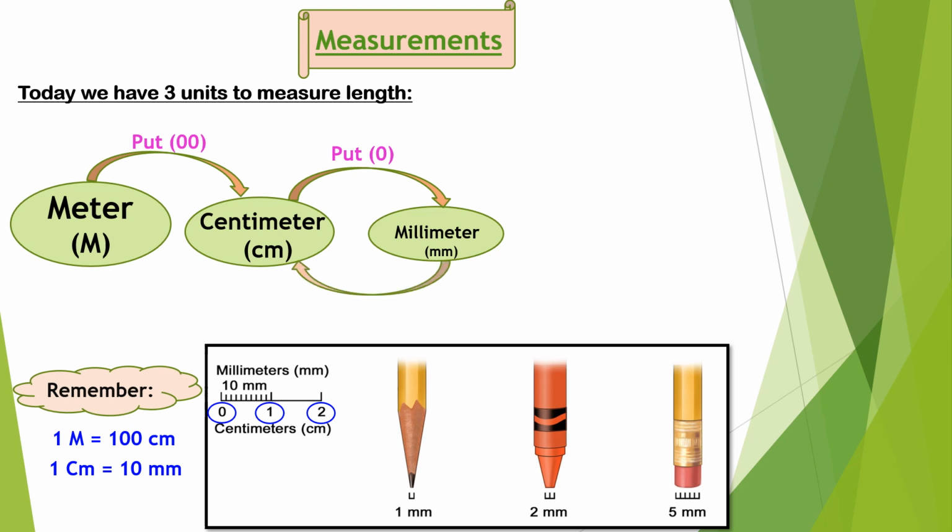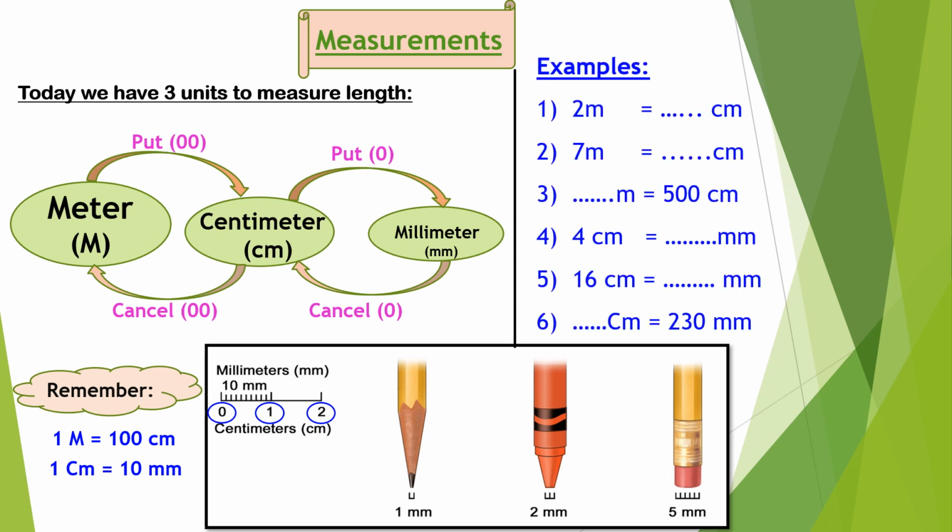In the opposite direction, if we want to convert millimeter to centimeter, it means from the smallest unit to the greatest unit, we will cancel 1 zero. And if we want to convert centimeter to meter, we cancel 2 zeros, because 1 meter equal 100 centimeter.